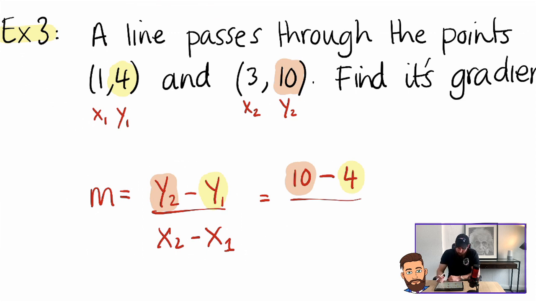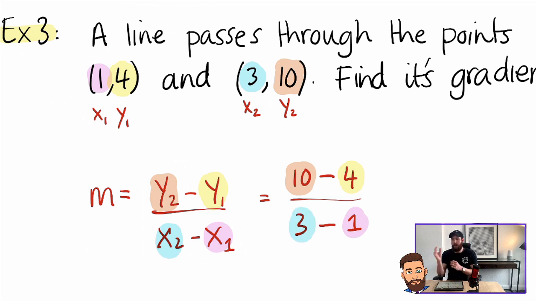Over x2, which is going to be 3, because I can see I've labelled it 3 and it's the second x value, so 3, minus, because my formula says I'm minusing, I'm finding the difference, the first x coordinate, which is going to be 1. So I'm going to slap in 1 for that bit. So those numbers are illustrated for you there where we got them from.